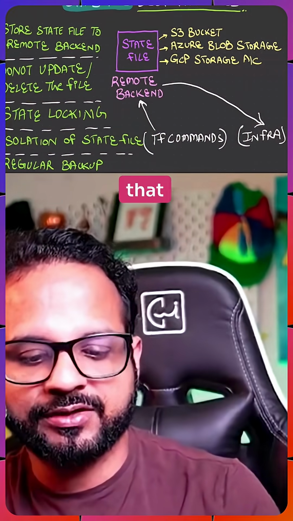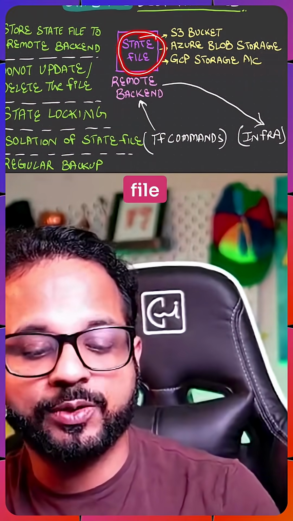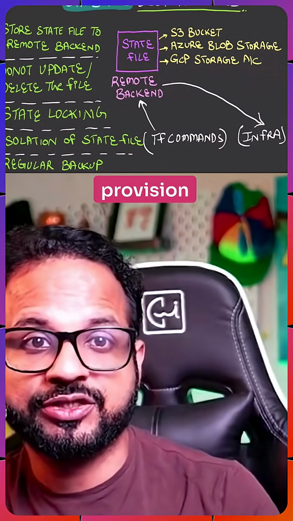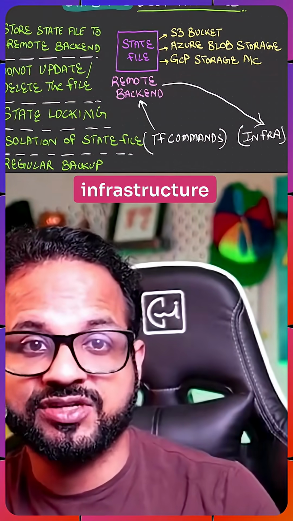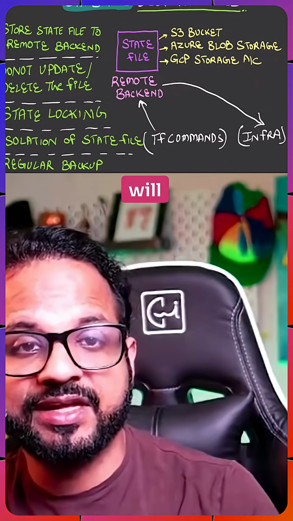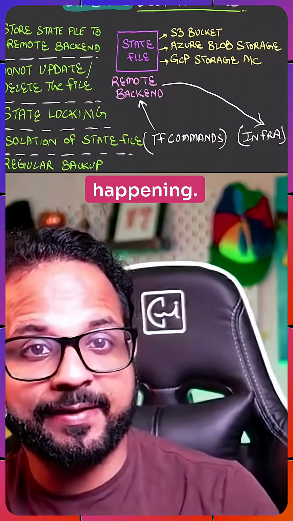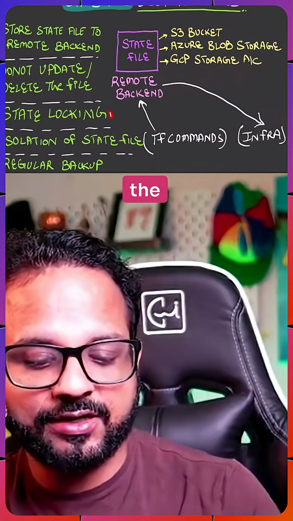State locking is another feature. Because there is one central file located at the remote repository, multiple users can try to provision or make changes to the infrastructure at the same time, and it will leave the infrastructure in an inconsistent state. To avoid that from happening, you have to enable state locking.